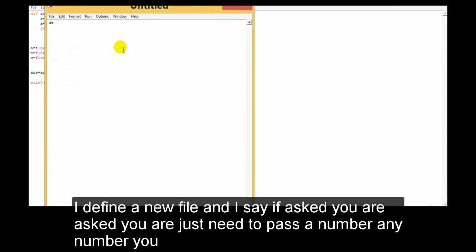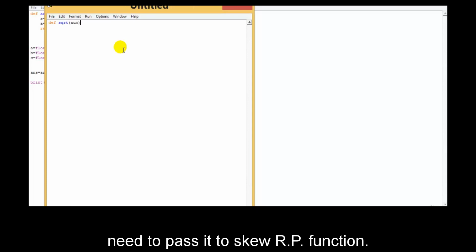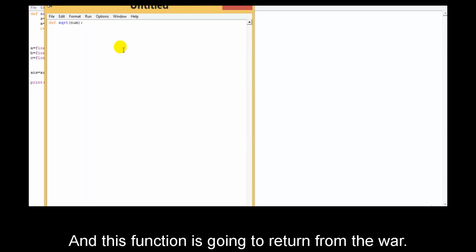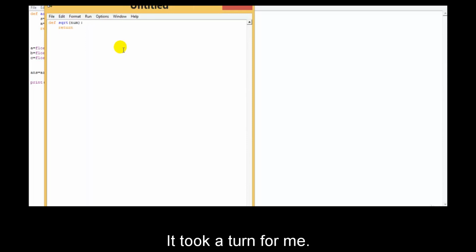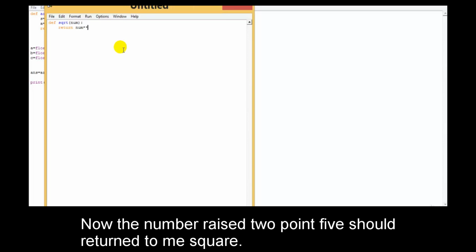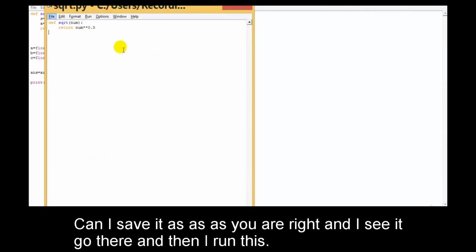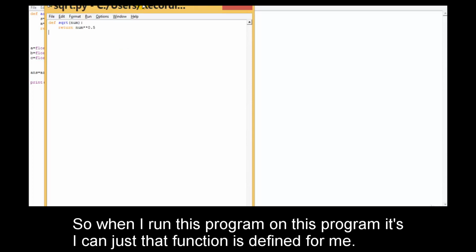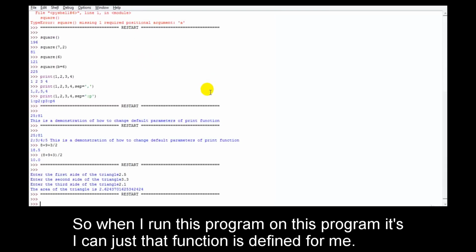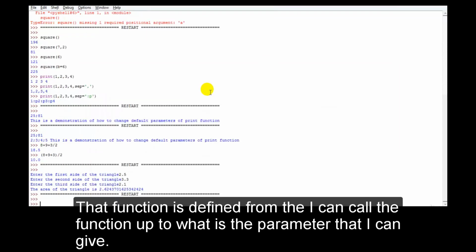Say I define a new file and I say def sqrt. I just need to pass a number. Any number, you need to pass it to the sqrt function. And this function is going to return for me what? It should return for me the number raised to 0.5. It should return to me the square root. Can I save it as sqrt.py, and I save it out there, and then I run this. So when I run this program, I haven't printed anything. That function is defined for me.